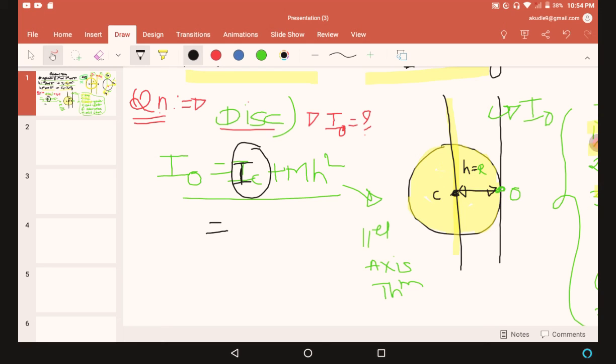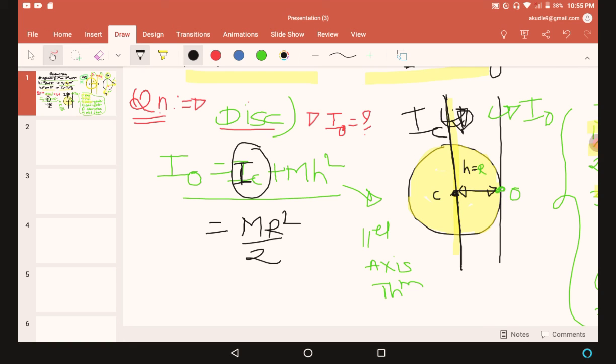What is Ic? Ic is the moment of inertia at the center, the axis passing through the center of the disc. Ic is well known, and we just have to recall it. For the disc I am directly giving the formula: Ic, the moment of inertia, is mr square by 2. There is a derivation for it, but for the sake of time, Ic is a known fact.